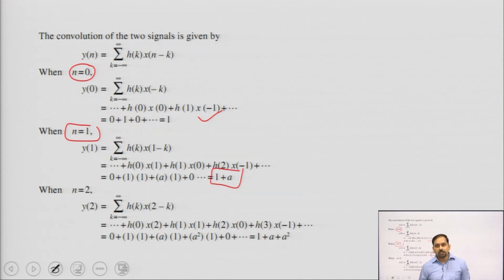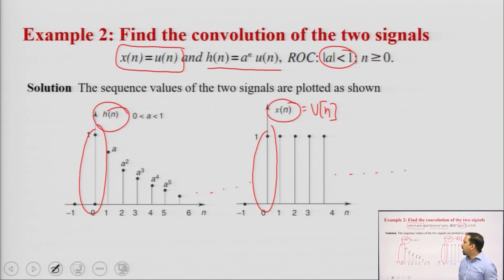Also, the condition is given that the magnitude of a is less than 1. We will see later what the requirement of this condition is. If a is greater than 1, the signal is diverging, and the output of the convolution will definitely approach infinity. So, this one is diverging, this one is converging at a particular point, and this one is constant. We will try to see what the shape of the output is.